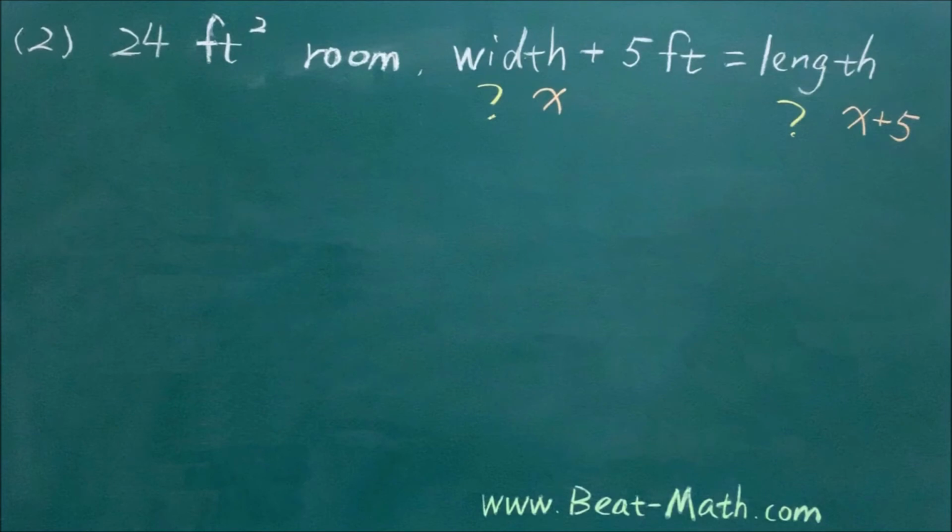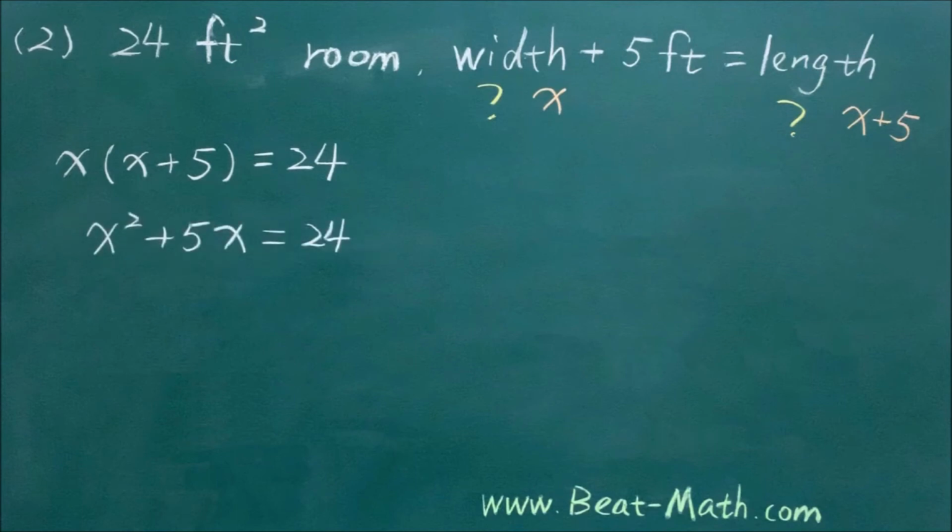Because the area is the product of the length and the width, we can make the equation. It's x times (x plus 5) equals 24. Multiplying out the parentheses, we get x squared plus 5x equals 24. Now just move 24 to the left side and change the sign and get x squared plus 5x minus 24 equals 0. If you're not familiar with this transposition method, check the link in the video's description to learn more. But let's continue with the story problem.